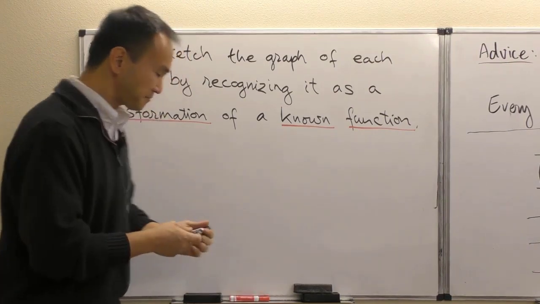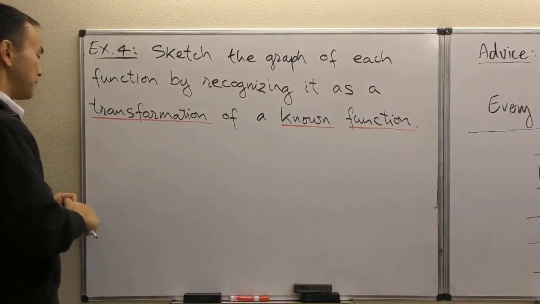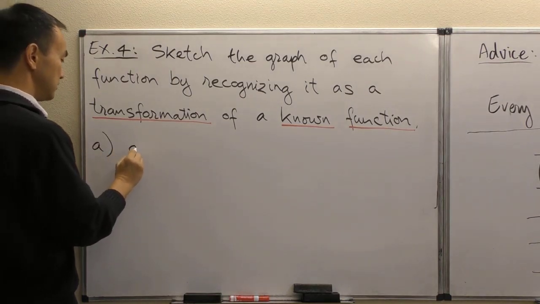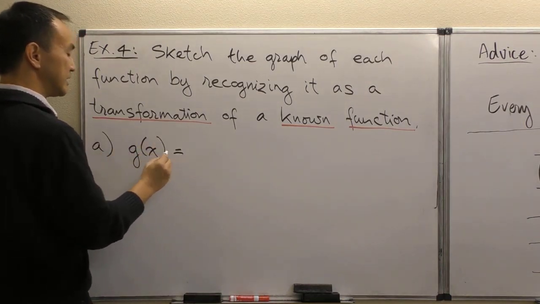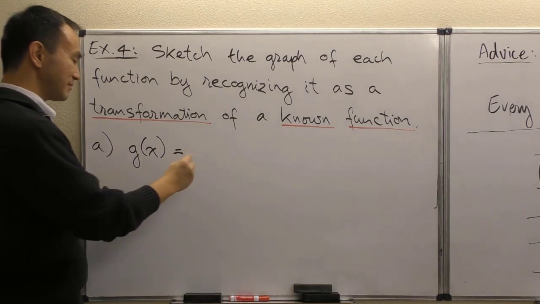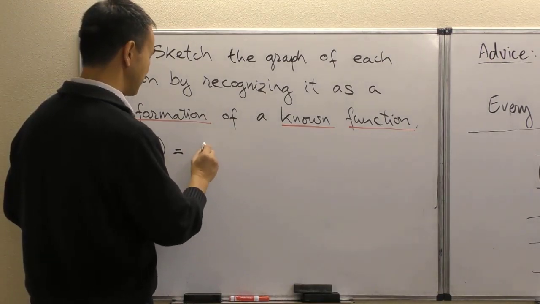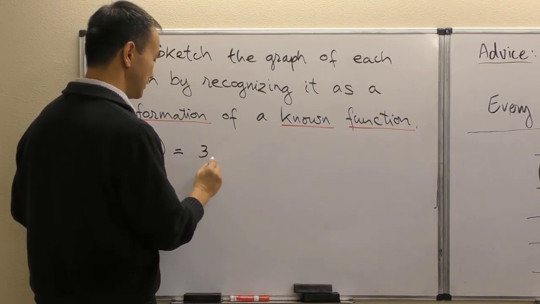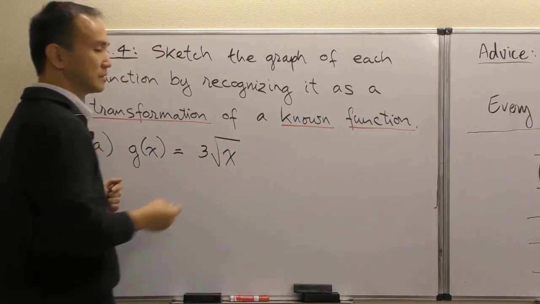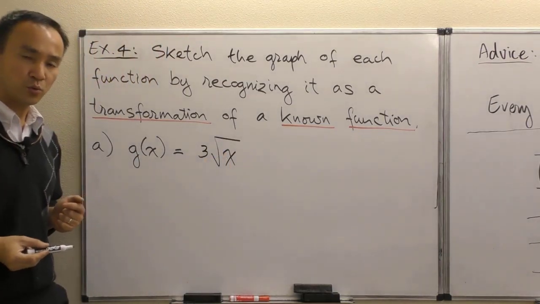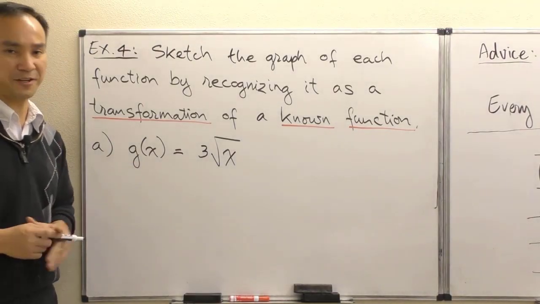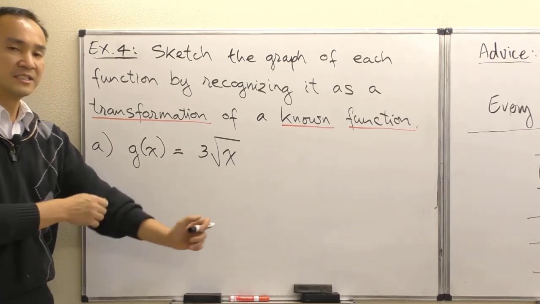All right, what about part A? Let's graph our function g of x equals 3 square root of x. This is the function that we're aiming to make the sketch for, the main function of our intention.